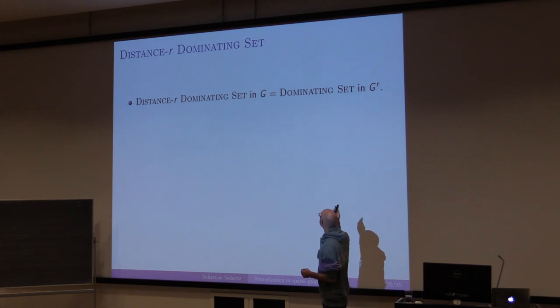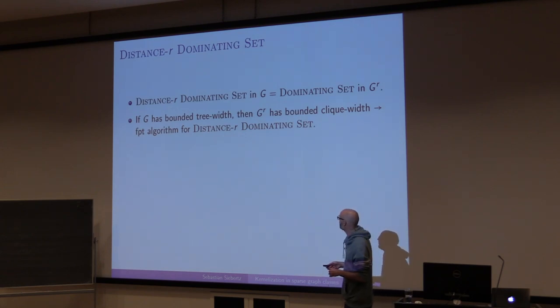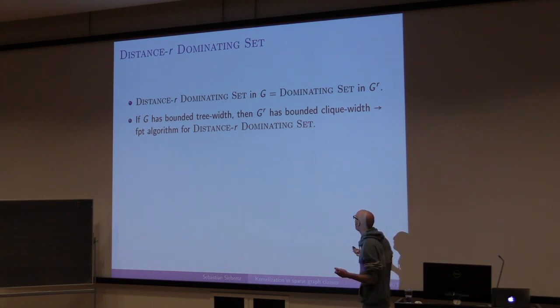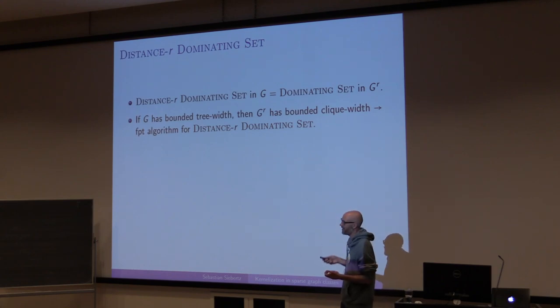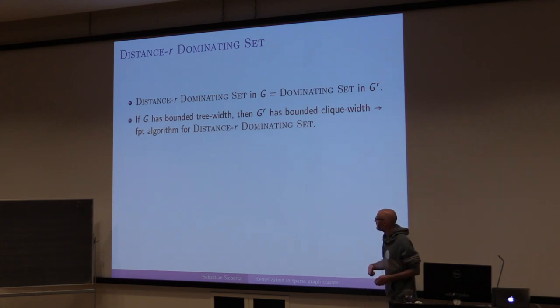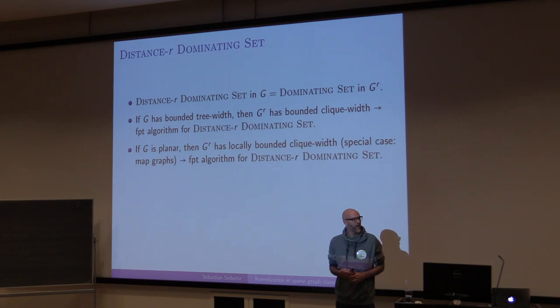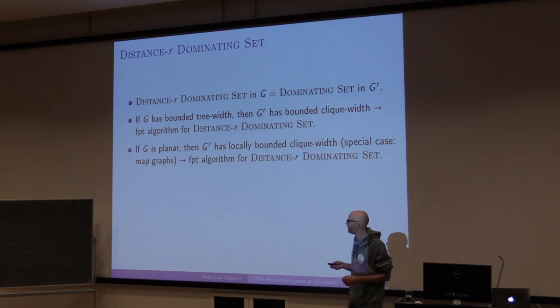Nevertheless, with this observation, we get FPT algorithms for some graph classes. For example, if I have a graph of bounded treewidth, then the graph to the power r, G to the r, has bounded cliquewidth. Yes, and on bounded cliquewidth graphs, I know how to solve distance r domination, or then domination if I need to solve it. Yes, or if I have a planar graph, then I know that G to the r for a fixed r has locally bounded cliquewidth. Yes, a special case being the case of map graphs.